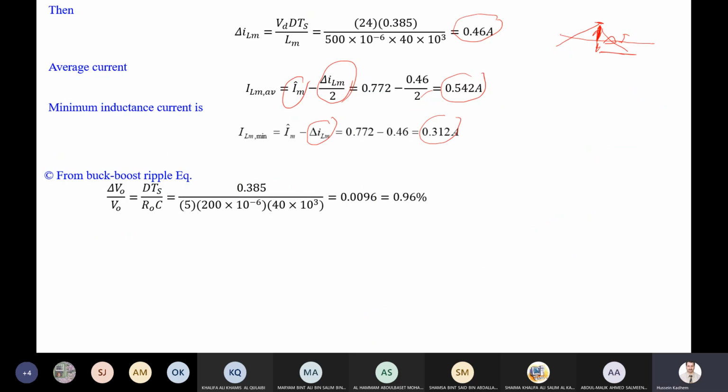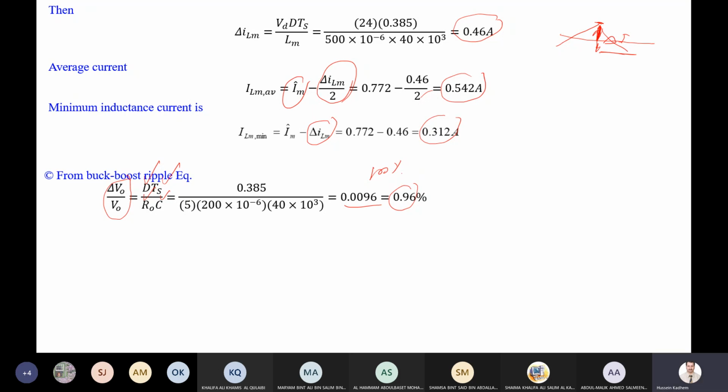Output voltage ripple. This is a buck-boost converter. We have a formula for the voltage ripple, which we studied in DC-DC converters: ΔVO over VO equals D TS over RO C. I already calculated D and TS, and RO and C are given in the question. I just substituted and got this value; multiplied by 100%, it gives me 0.96%, which is good. It's a good converter because the ripple is lower than 1%.